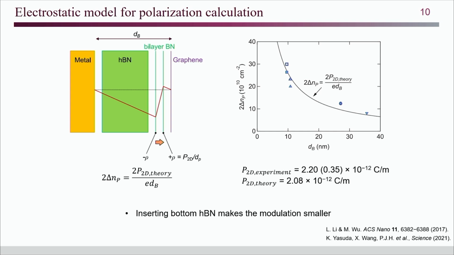Our experimental data, plotted based on the carrier density induced in graphene as a function of the bottom BN thickness, agrees with the theoretical curve, showing that inserting a thicker boron nitride will make the modulation in graphene smaller. At the same time, the magnitude of the polarization also agrees with the theoretical calculation.